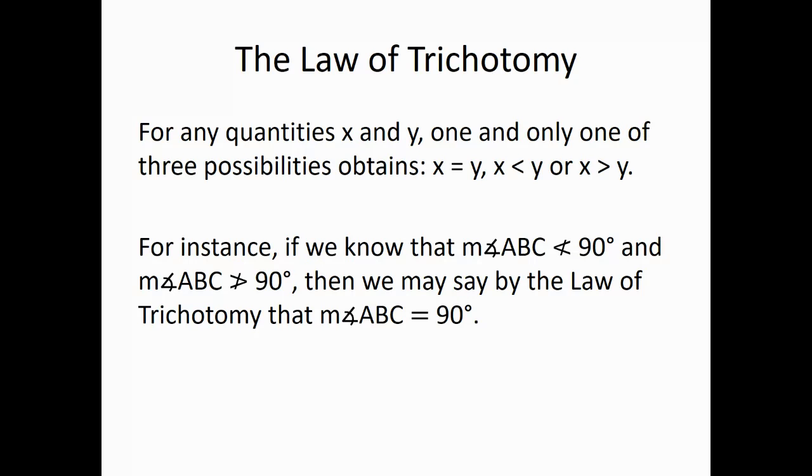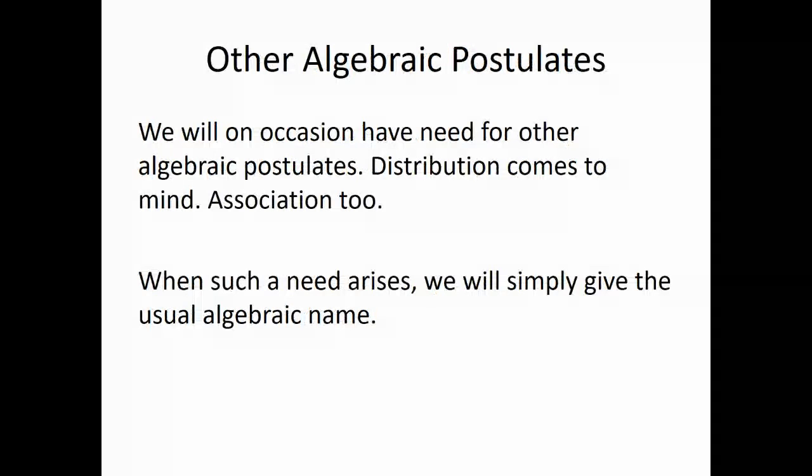And this is a move that we will make later on when we do our proofs. We'll wish to know, for instance, another kind of example, that let's say one quantity is greater than another. How will we actually get there? Well, we'll rule out equality. We'll rule out that the first is less than the other, so it will have to then follow that the first is greater than the other. So whenever you rule out two, the third must obtain, and that is the law of trichotomy. Now, as for other algebraic postulates, and of course there are others like distribution, if they ever come up, and they will occasionally, we'll simply give their usual names.